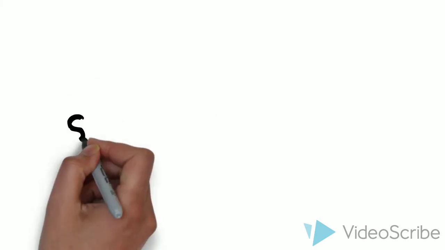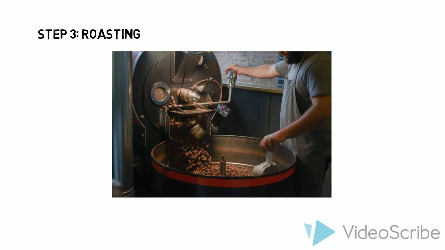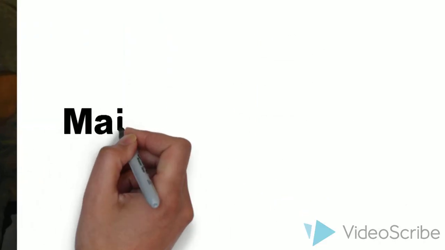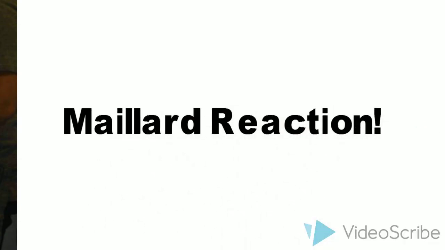The third step in the process is roasting. This is a key step where the flavor and aroma precursors generated by fermentation are transformed at high temperatures through Maillard reactions to actual flavors. It also causes further loss of volatile substances that contribute to acidity and bitterness.